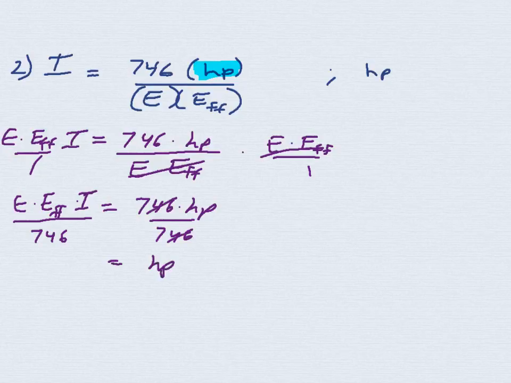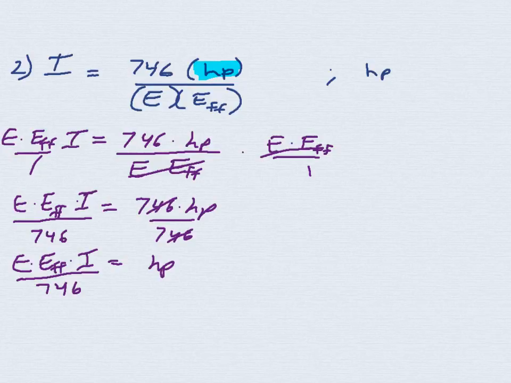So the horsepower equals the E times the EFF, the efficiency is usually a percentage, times the current, divided by 746. So if you're asked to go further with an actual number type question, so a motor that has 38 amps, which is the current, a 220 volt circuit, which is your E, and the efficiency is 90%, find the horsepower. So you would solve all those numbers.